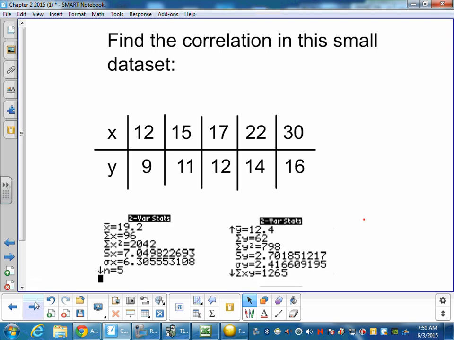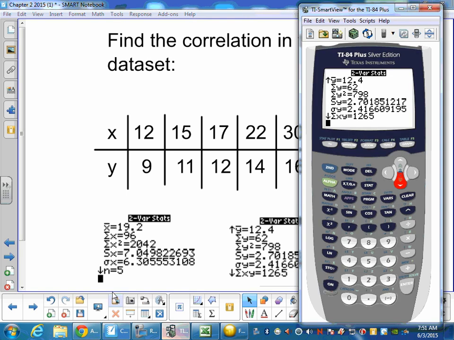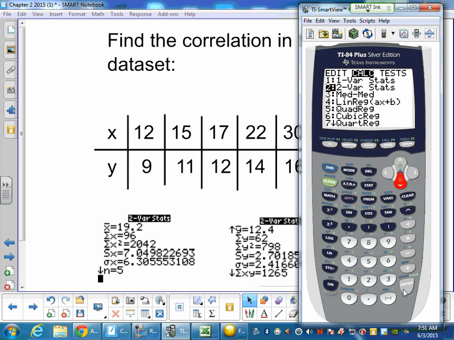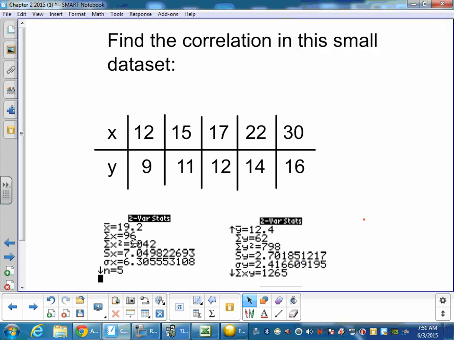And we can do that with two variable statistics, which if you ever want to do that, you just hit stat, go over to calc, go to two variable statistics, go down to calculate, and page through, and you'll have all that data. So we have the mean and the standard deviation for x, mean and standard deviation for y, and we take each data point. So we take 12, we're going to take 12 minus our mean, 19.2, divided by our standard deviation, which is 7.04.